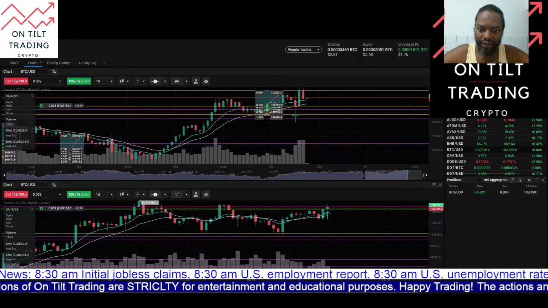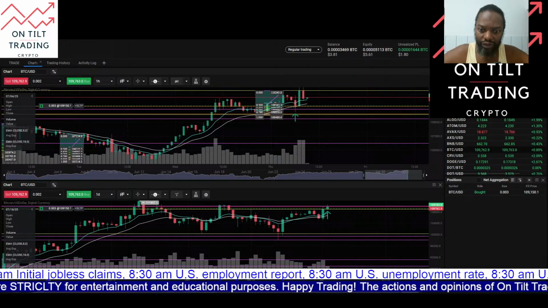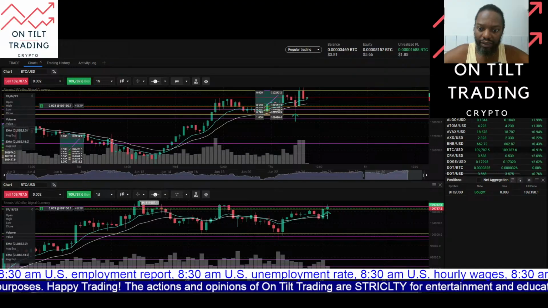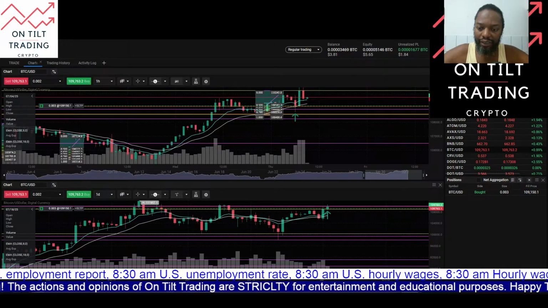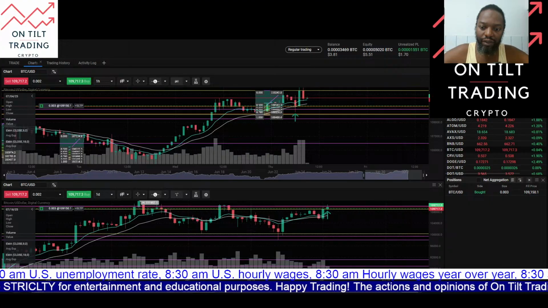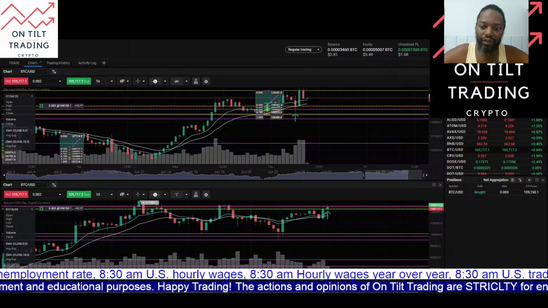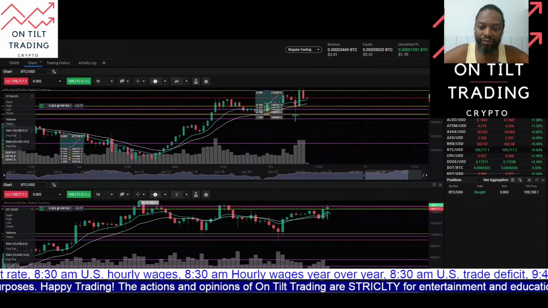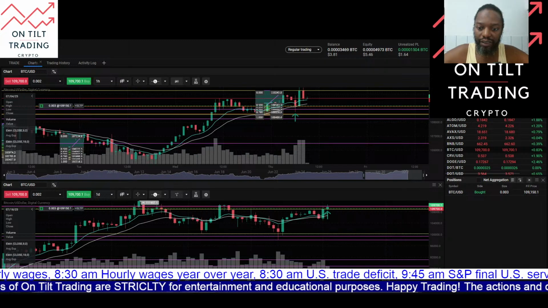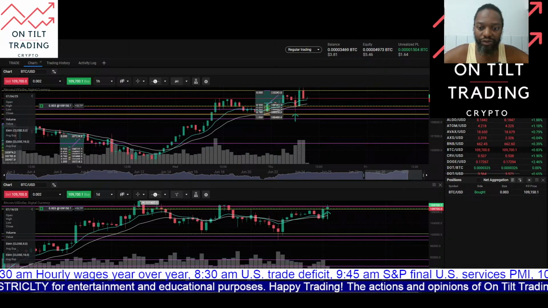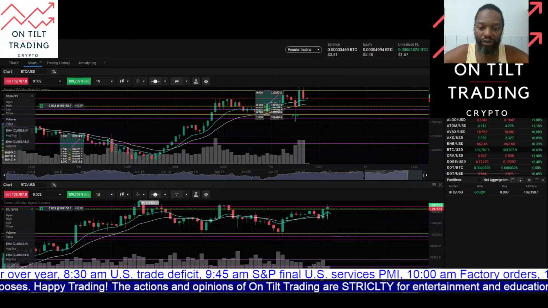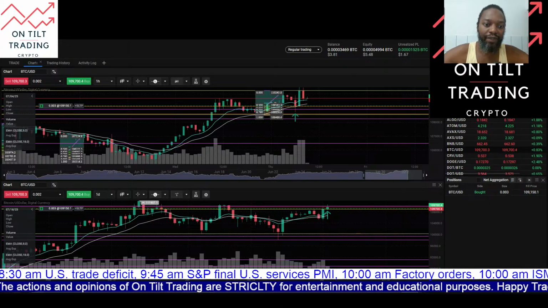We also have this blue line and this white line. The blue line is the 9 EMA and the white line is the 18 EMA. These are exponential moving averages. When the 9 is above the 18, I'm going to be long bias. When the 9 is below the 18, I'm going to be short bias. So right now it's showing long bias. Multiple signals showing potential long here on Bitcoin today.